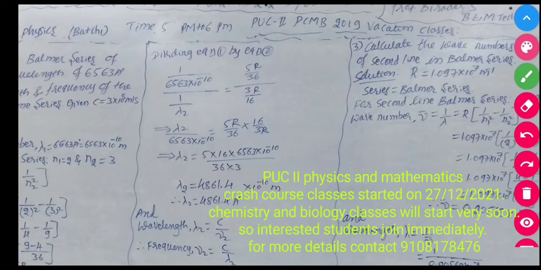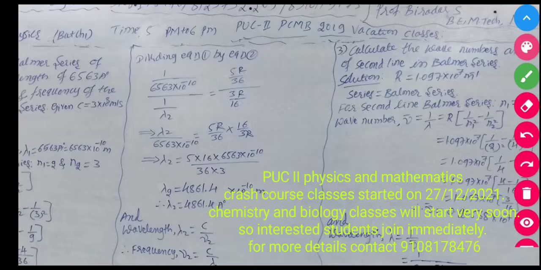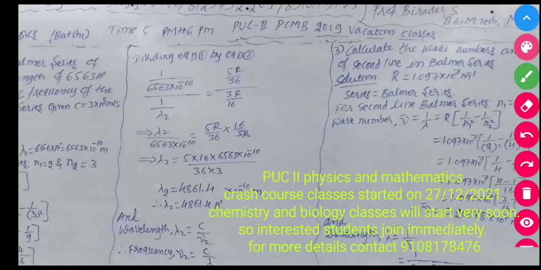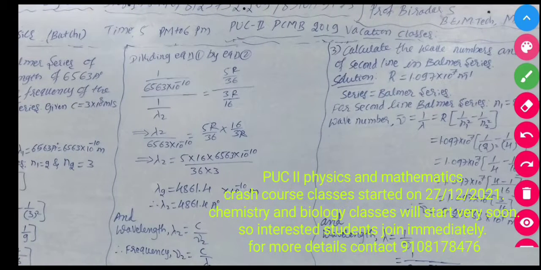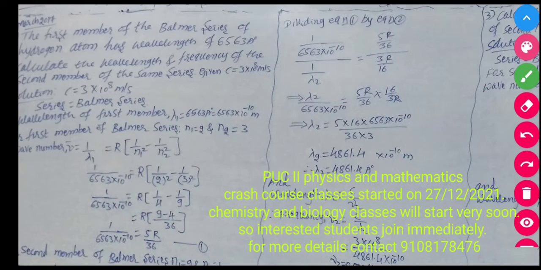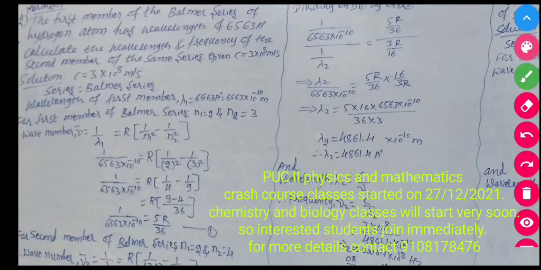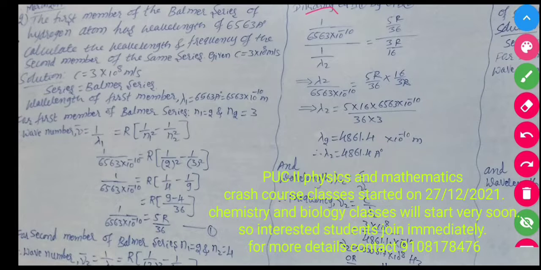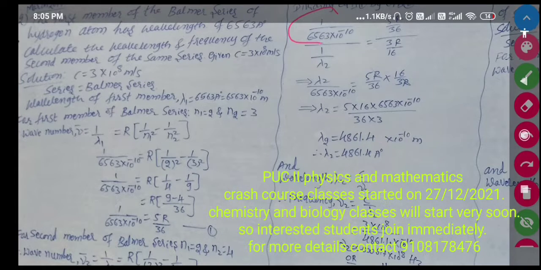So we have two equations, and r is there in both, which is going to get cancelled. The only unknown is lambda 2. For that we need to divide one equation by another equation. For simplicity, what we are going to do is divide equation 1 by equation 2.